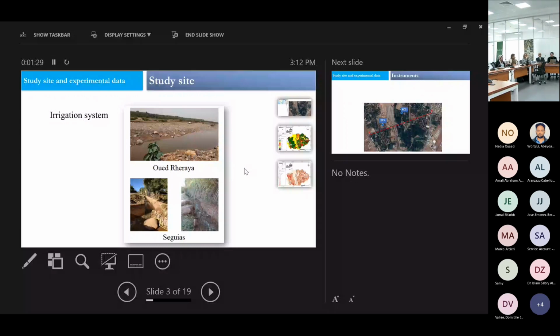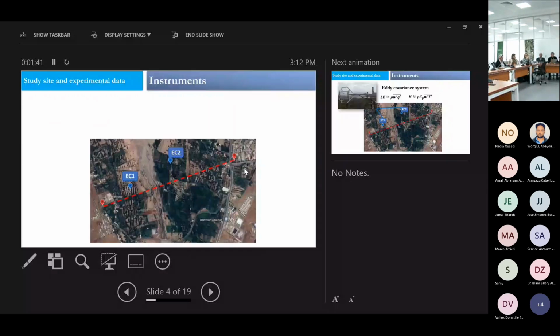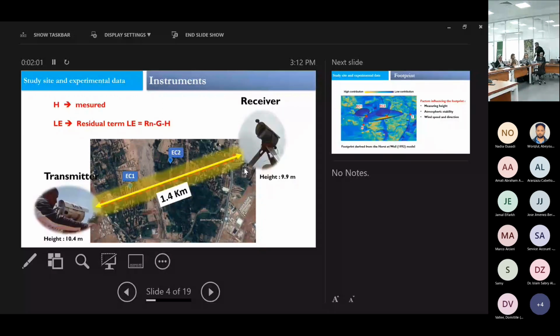Okay, in this piedmont, we installed 2 eddy covariance systems. One over olive trees and the other over a heterogeneous parcel, which is EC2. There are fruits, olive trees, and also wheat on this parcel. And we installed a large aperture scintillometer that covers a transect of 1.4 kilometers, covering the whole piedmont area.